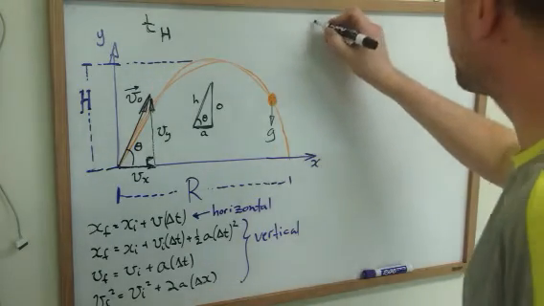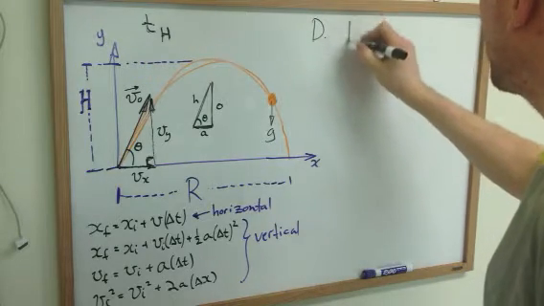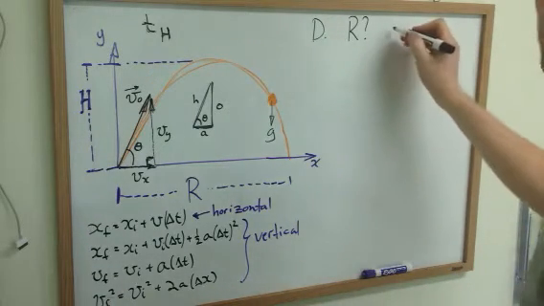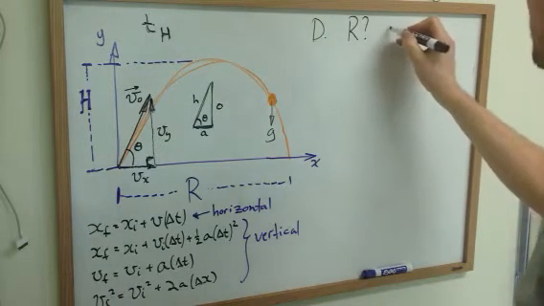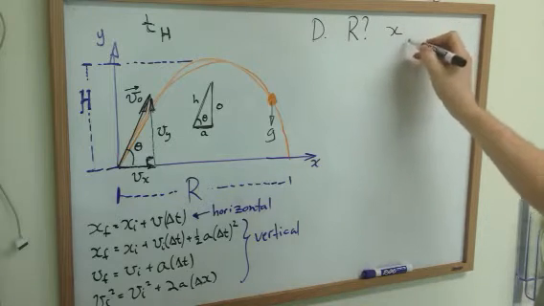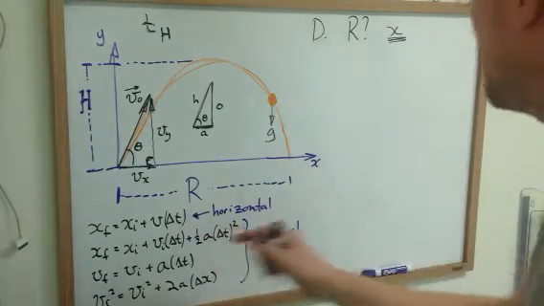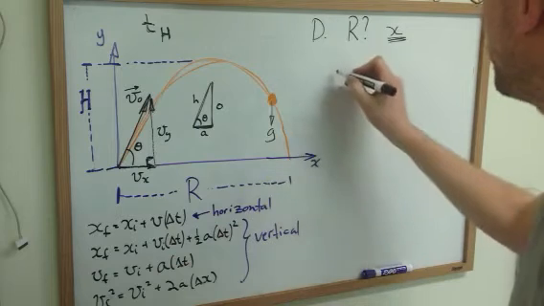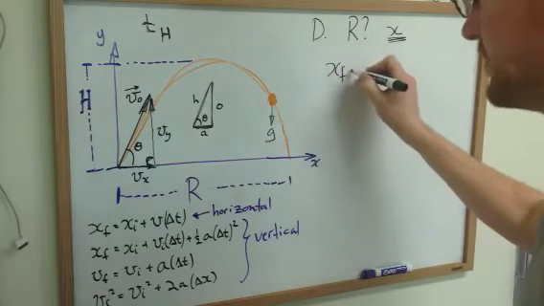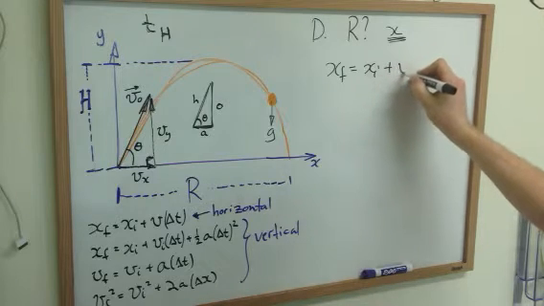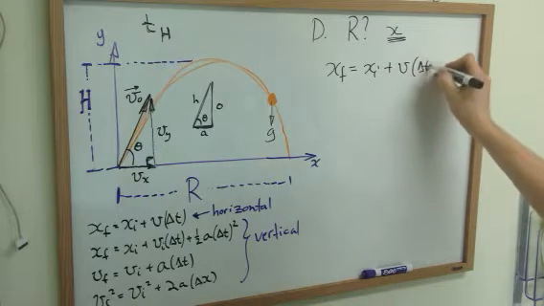Part D. Part D asks, what's the range? A range is a horizontal question. This is a question in the x dimension. There's no acceleration in the x dimension, so the kinematic equation that we would work with is x final is equal to x initial plus velocity times time.